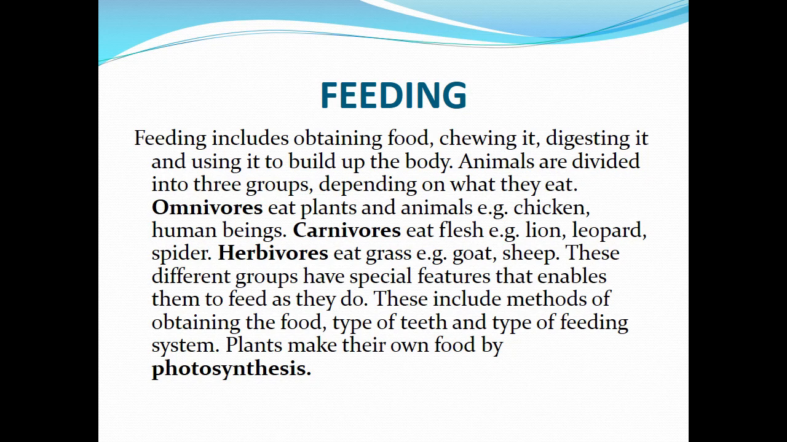These different groups have special features that enable them to feed as they do. The features include the methods of feeding, of obtaining food, type of teeth, and type of feeding system. Plants make their own food by photosynthesis. Plants don't depend on animals for food. They make their own food through the process called photosynthesis, which is the process by which green plants manufacture their own food using sunlight, water, carbon dioxide, and chlorophyll.